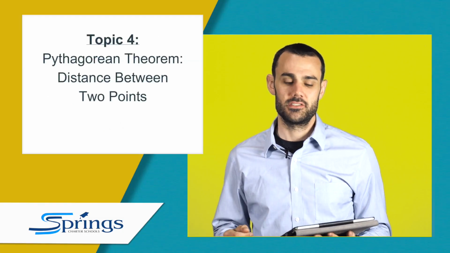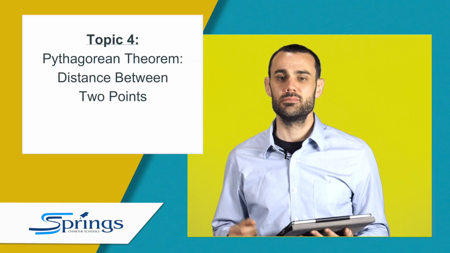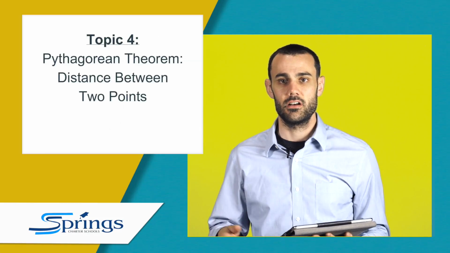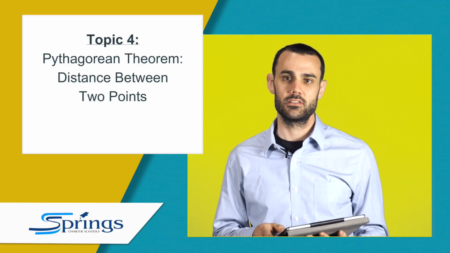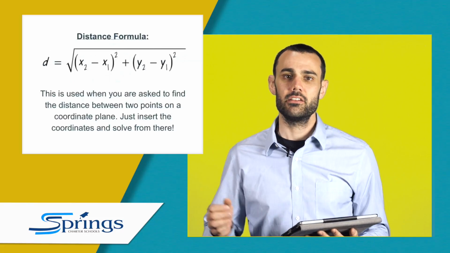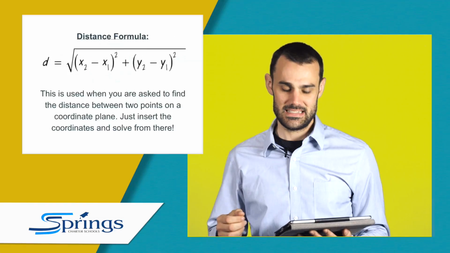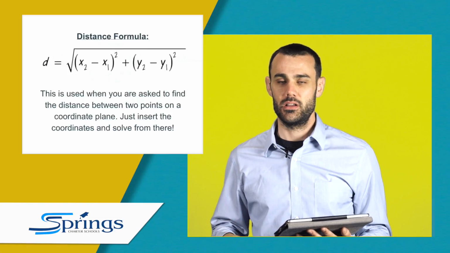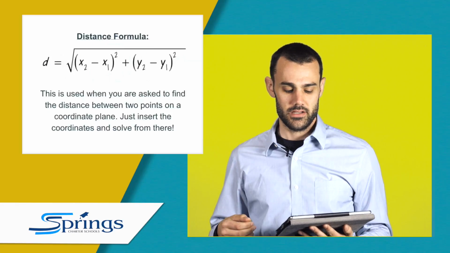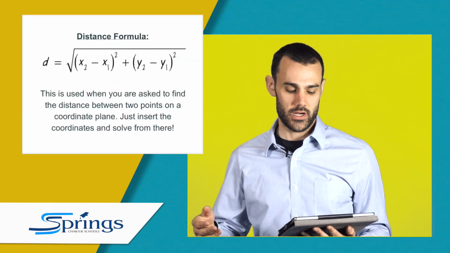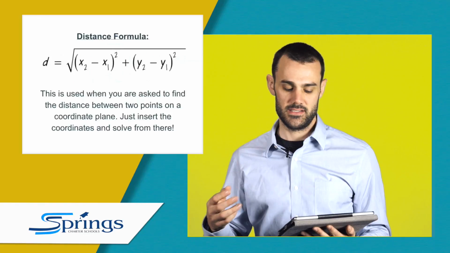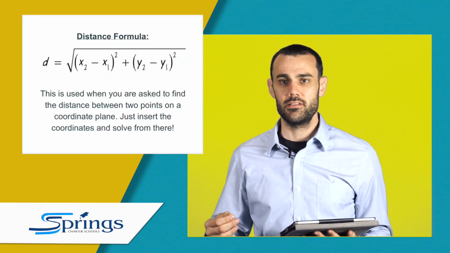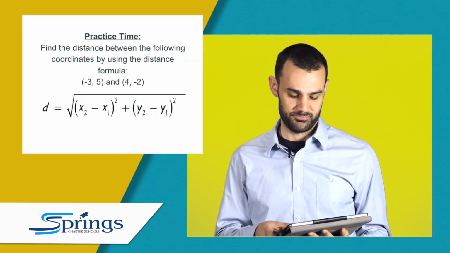The fourth topic of this chapter was the Pythagorean theorem and the distance between 2 points. This is where we learn to use the distance formula to solve the distance between any 2 points on the coordinate plane. Here is the distance formula listed for you. D equals the square root of x2 minus x1 squared plus y2 minus y1 squared. This is used when asked to find the distance between 2 points on a coordinate plane. Insert the coordinates you have and solve from there.